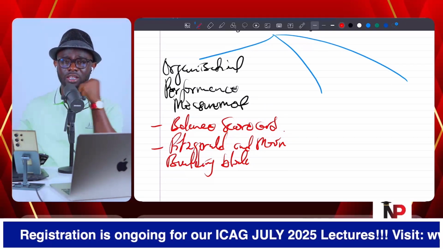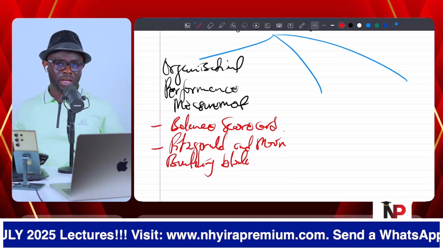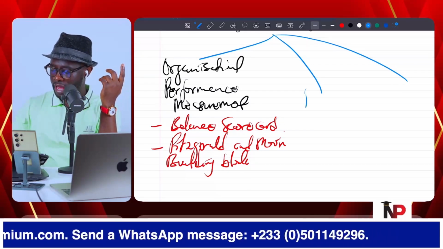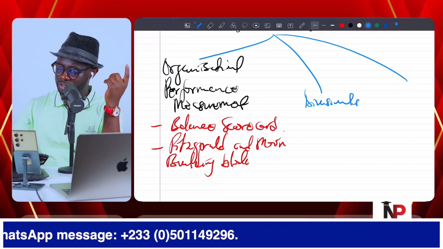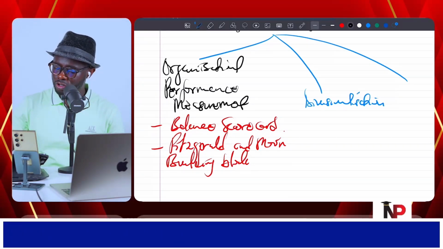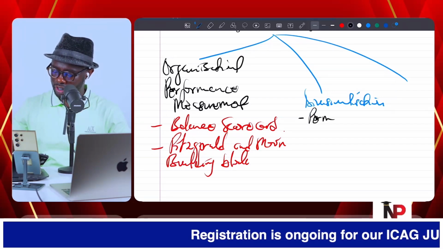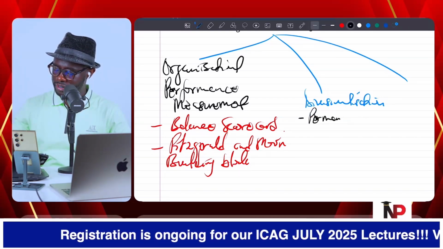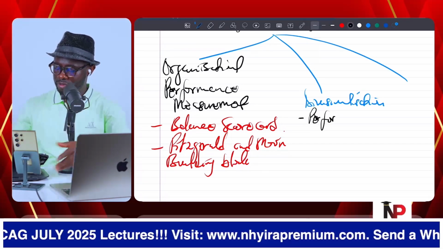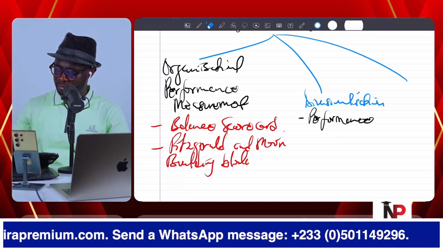Last semester, it was organizational performance that the examiner brought. In November, the examiner brought, I think, divisionalization, which is the second area, the concept of divisionalization. So companies have various divisions. How do we assess the performance of the divisional managers or the division as a whole? So performance management is very important here, or performance measurement.